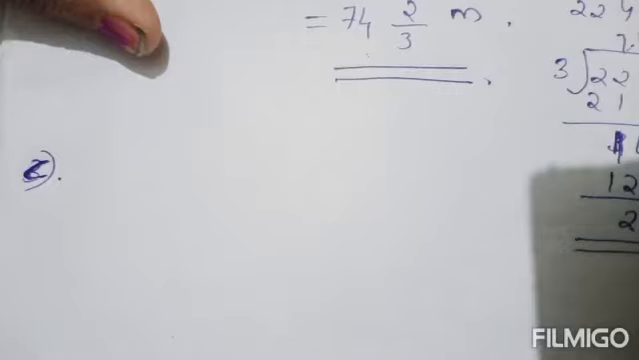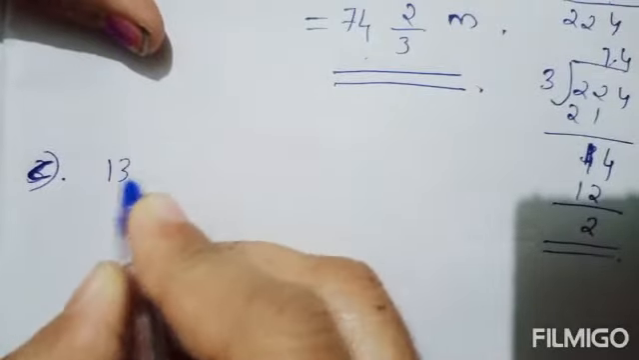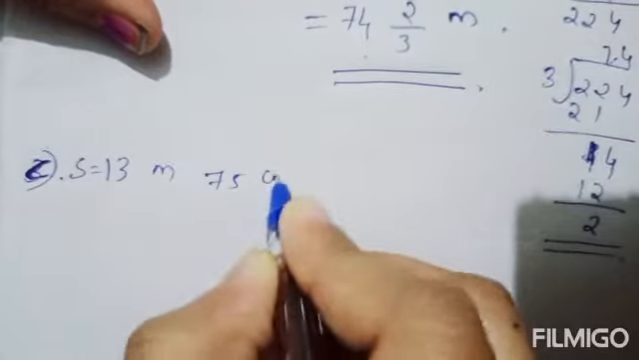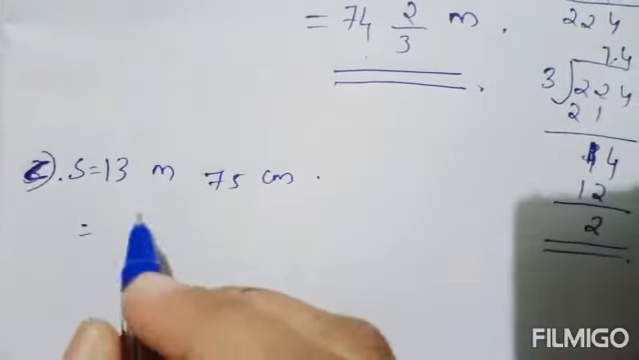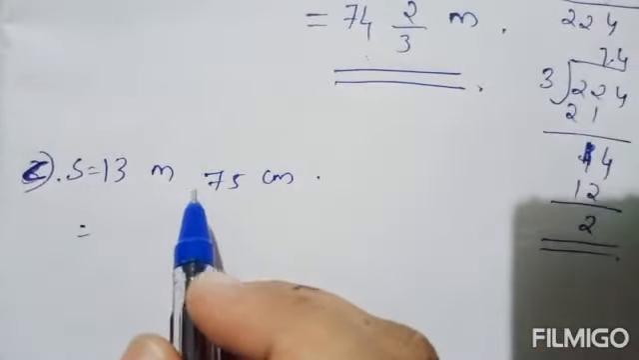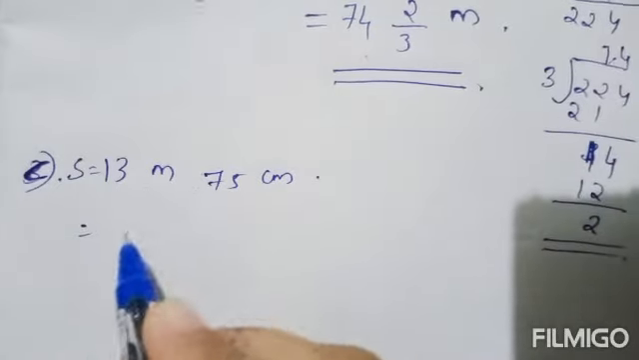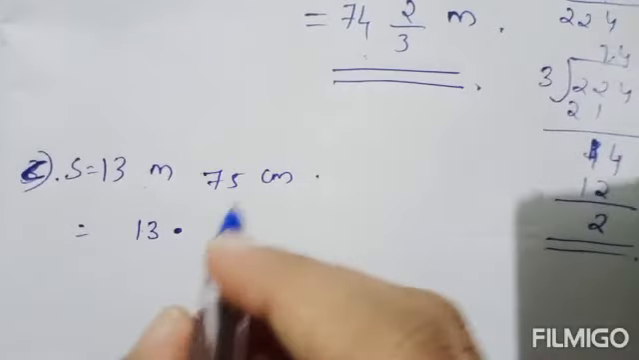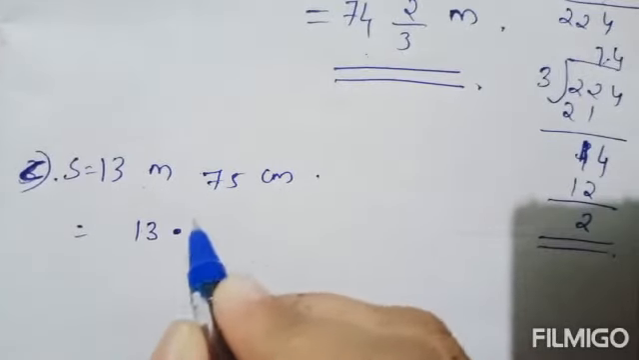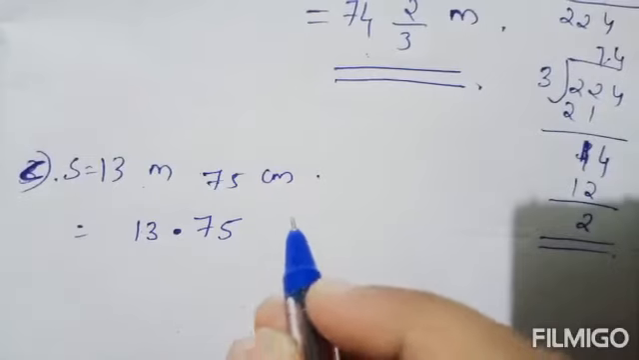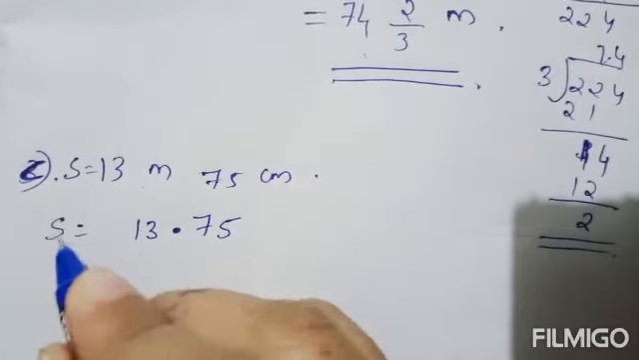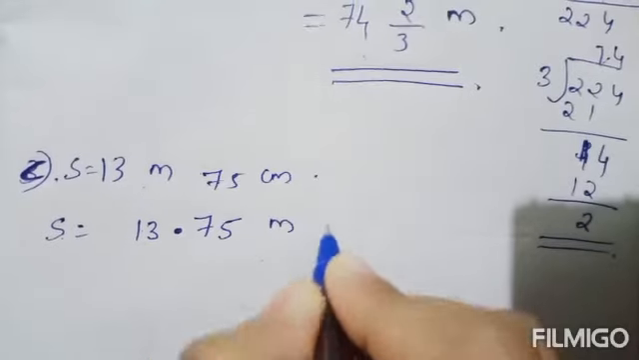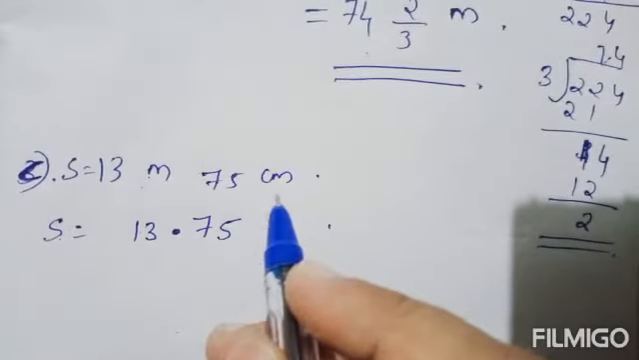Okay. Now in that C, side S equal to 13 meter 75 centimeter is given. Okay. So we can write this in decimal notation. This meter, it will come before decimal point. 13 will come before decimal point. 75 centimeter, that will come after decimal point. Okay. So side equal to 13.75. Unit will be meter. Okay.